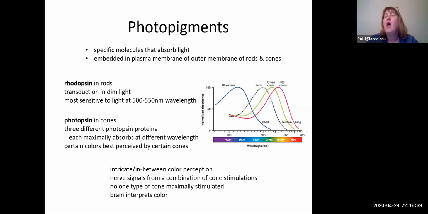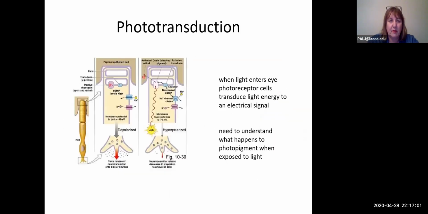So how do we perceive all these colors in between them? Basically, we're getting nerve stimulation from a bunch of different cones in different ratios. There's no one type of cone that's maximally stimulated. Only in very rare circumstances are only the blues going to be stimulated, and your brain will interpret it. So that brings us to the concept called phototransduction. What this means is we're changing energy forms. We're going from light energy to an electrical signal, which gives us a nerve impulse.